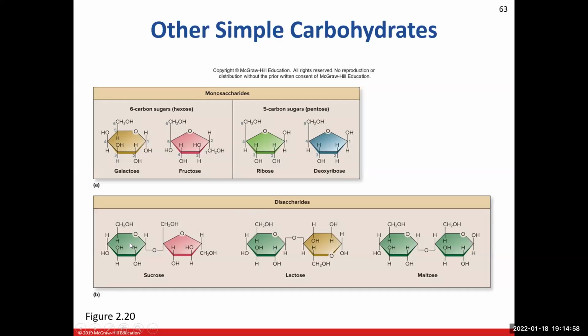disaccharides. So you'll notice each of these green molecules, that is a glucose molecule. So if I take glucose and add fructose to it, we get table sugar. If I take glucose and I add galactose to it, I get milk sugar. And then if I take 2 glucose molecules and add them to one another, you get maltose. Those are our disaccharides.